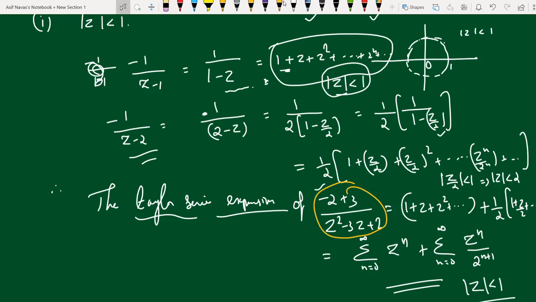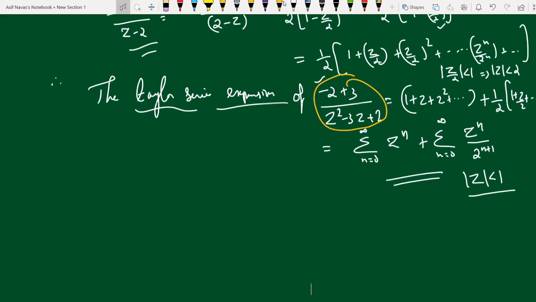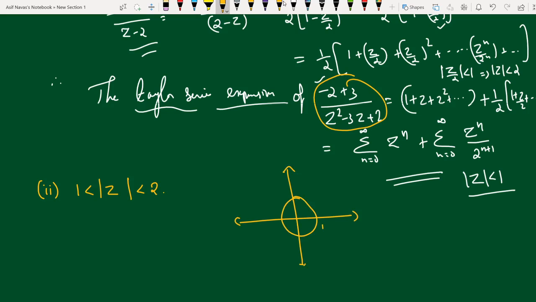Okay. So now we will move to, any doubt? If you have any doubt, you can ask me. So we will move to the second part. It is an annular region, 1 less than mod z less than 2. So this is our annular region, between the circle with center 0 and radius 1 and the circle with radius 2. So this will be the annular region.